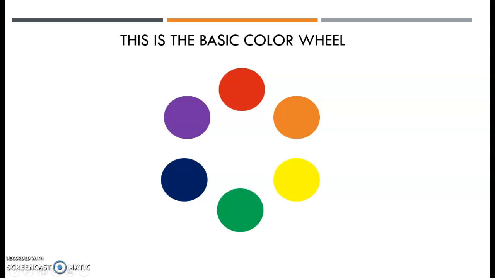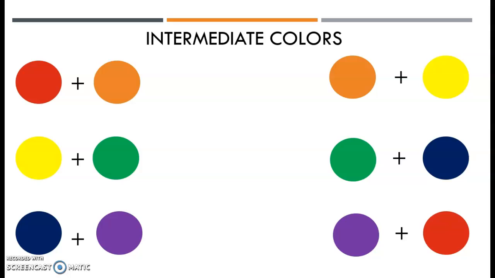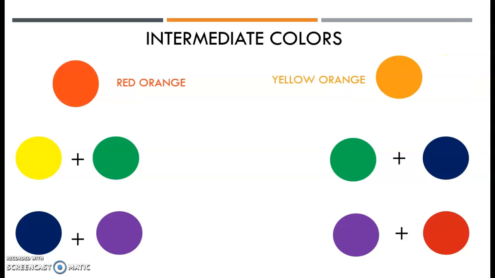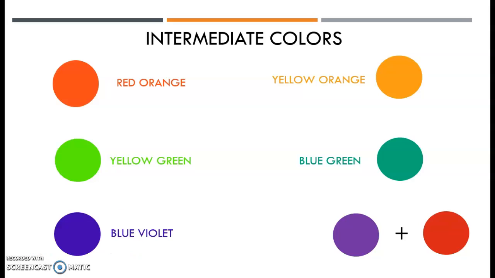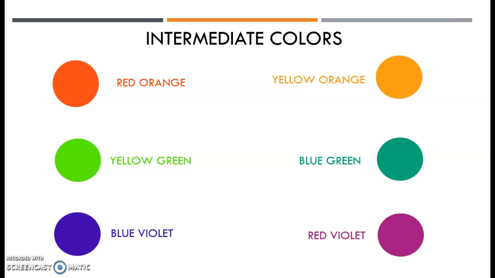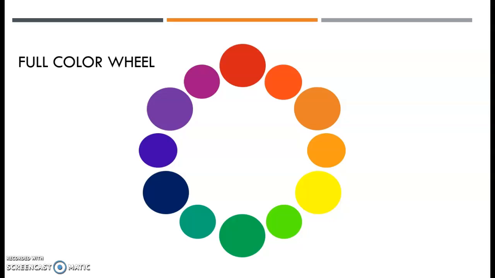Moving on, we have the intermediate colors. These are colors that are created by mixing a primary color and a secondary color. So when we mix red and orange together, we create an intermediate color because orange is made by using red. The intermediate colors are red-orange, yellow-green, blue-green, blue-violet, and red-violet. This makes a full color wheel.